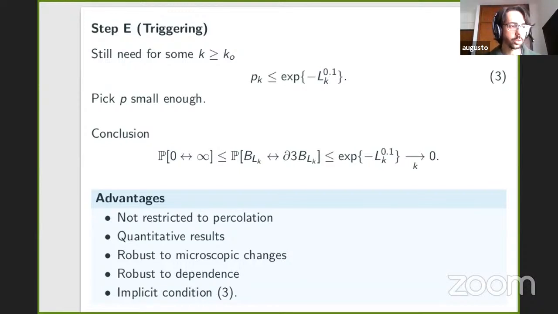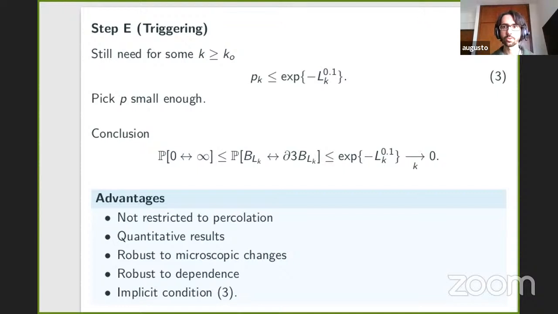Another not trivial advantage, which is very subtle but very important: if you look at equation 3, we need to prove that for some k, pk is smaller than this. We did this by brute forcing p; we chose p very close to zero and that's it. But you can massage this and turn it into an implicit assumption. And this implicit assumption is what people often call a finite size criterion.